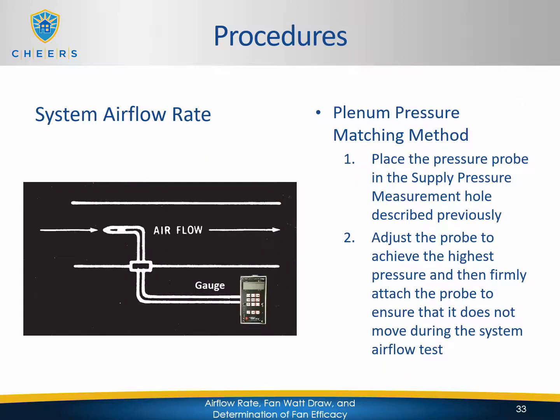Place the pressure probe in the supply pressure measurement hole described previously. Adjust the probe to achieve the highest pressure and then firmly attach the probe to ensure that it does not move during the system airflow test. If the probe happens to move or vibrate or shift during the test, it will skew your readings.